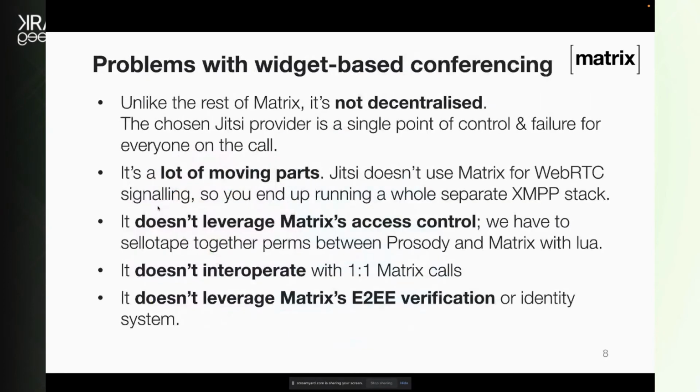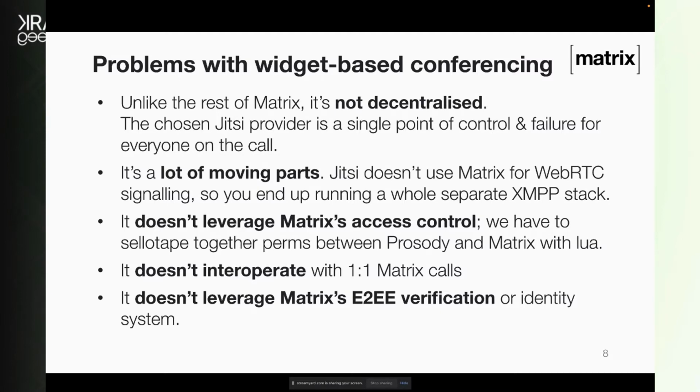And in fact, the problem that we had is that unlike the rest of Matrix, we are centralized on that single Jitsi provider. And if it goes down, it's going to kill it for everybody on that call. You've got a lot of moving parts here. Jitsi doesn't use Matrix for WebRTC signaling, so you have to maintain a whole separate XMPP stack for its own signaling using Prosody. You have the problem that it doesn't map through to Matrix's access control.